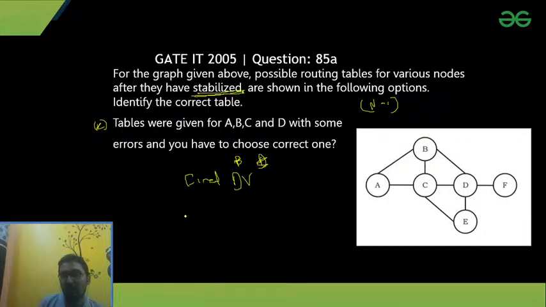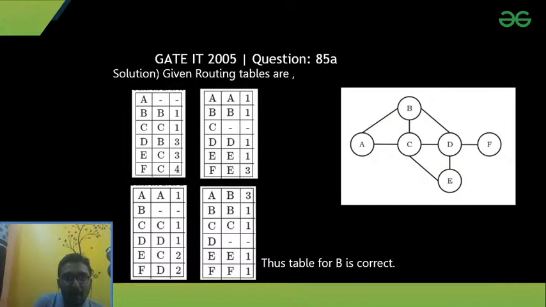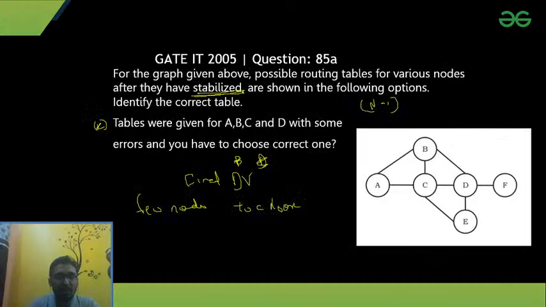Now they were giving us the distance vectors of a few nodes, and they were telling us to choose the correct distance vector. Some tables were having errors, and we have to choose the one which does not have any error. So I am writing the tables that were given in the question, and we will try to verify these tables. Just a second, let me maintain more spacing so that it will be better for us to write.